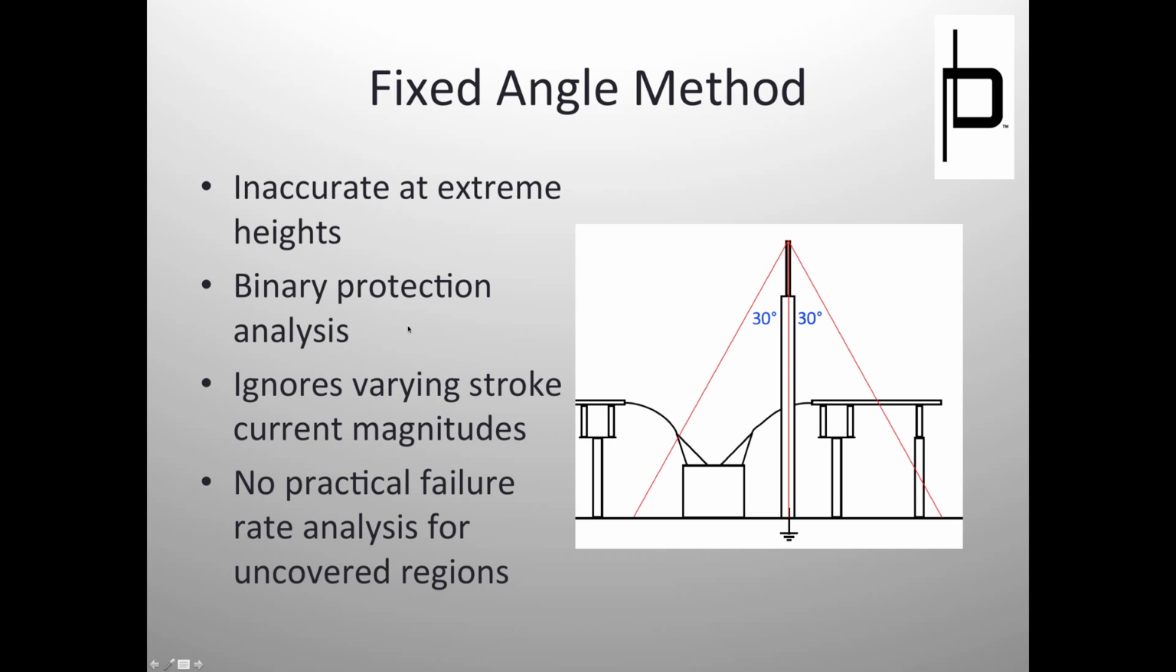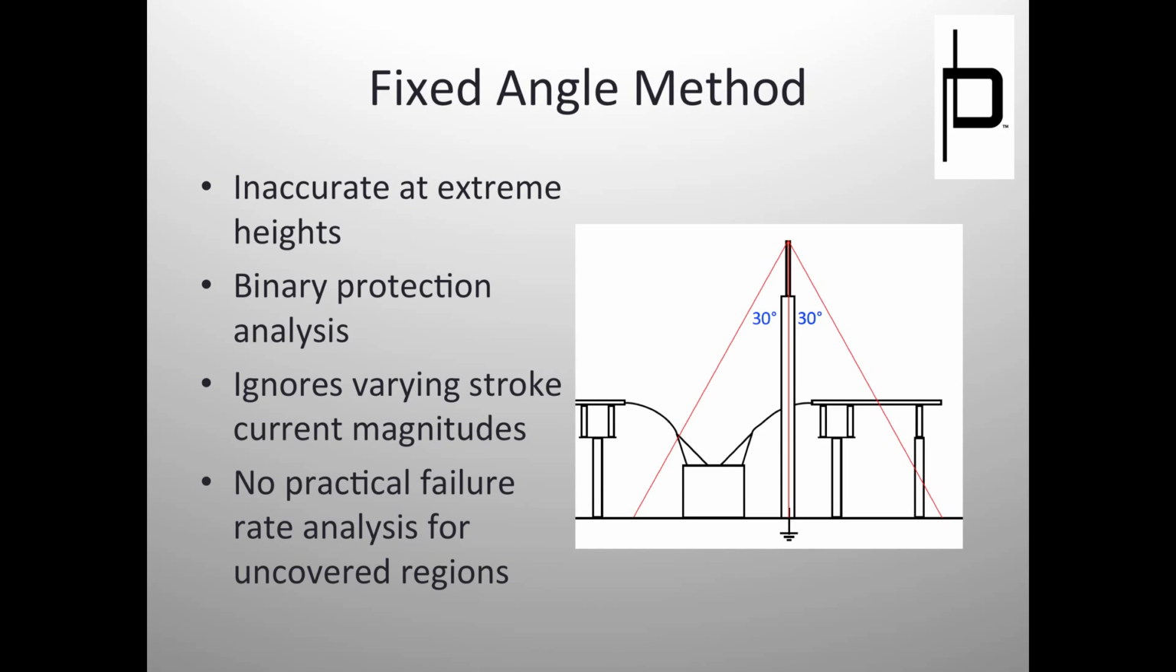These next two bullet points stem from that. It's a binary protection analysis, and it ignores varying stroke current magnitudes. Not every lightning strike is the same. We're going to find out in a little bit that lightning can vary, and as it does, the way it strikes varies, and this method doesn't account for that. There's also no practical failure rate analysis for the uncovered regions. Like I said in this previous example, if this is the only part that's exposed, how many times is it going to fail? Is it economical to put another mast up? We don't really have a way to calculate what that failure rate is going to be, so that we can compare against the economics of whether it's worth doing or not.